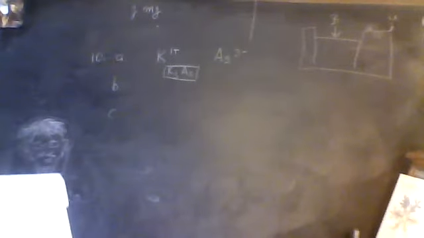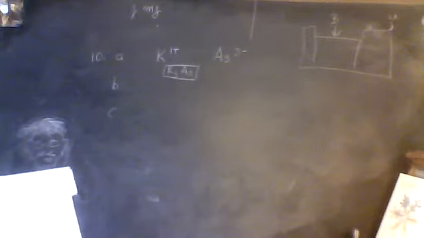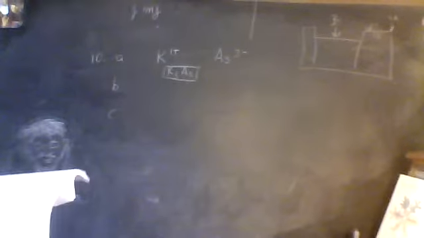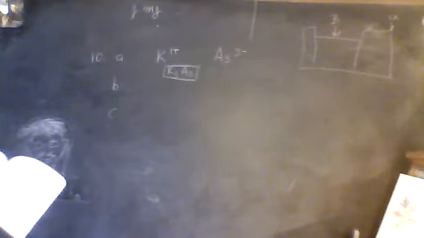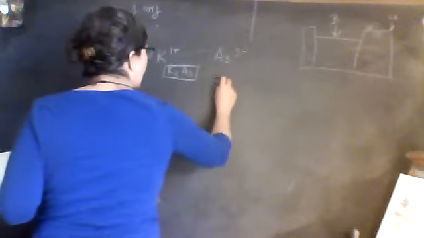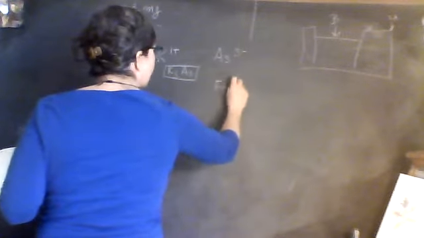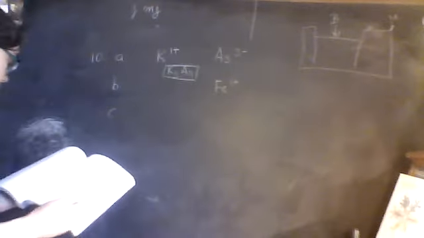Number 10B, iron 3 oxide. Well, iron, if we look at the periodic table, is in column 8B. And we're not going to be able to figure that out to decide what it's going to be on its own. So fortunately, they've told us. So that means that we have Fe3 plus, okay, because it's Fe3.